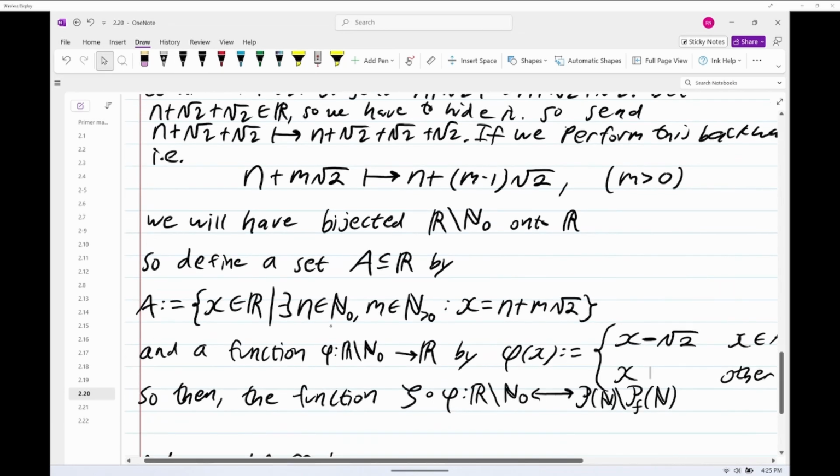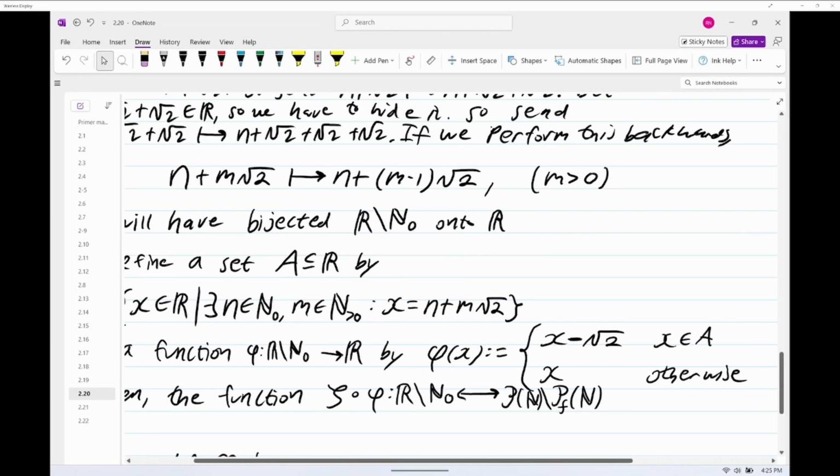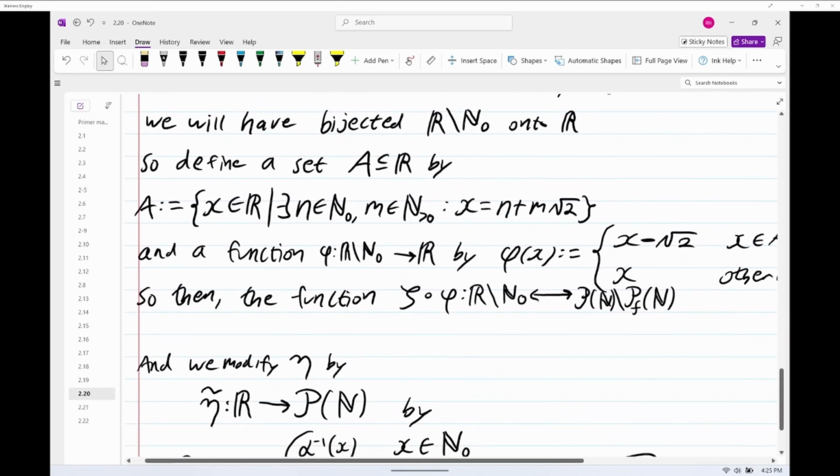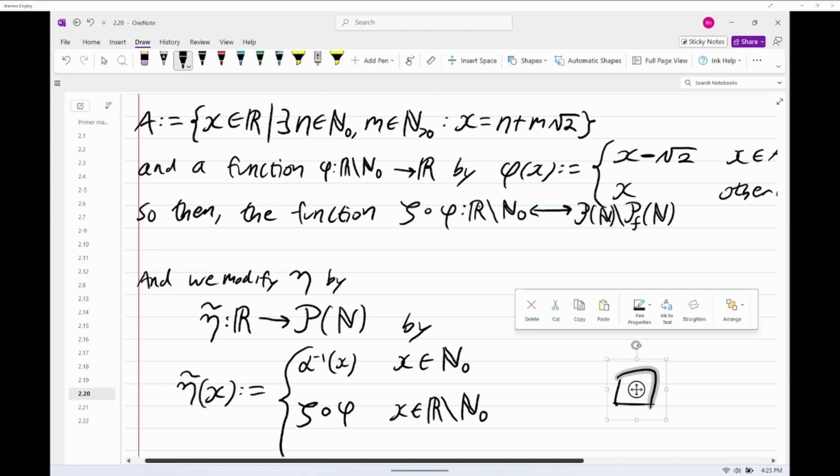So we define phi from R without N naught to R by phi of x equals x minus root 2 if x is in A, and we do nothing to it otherwise. So then we have a bijection zeta composed with phi from R without N naught onto P(N) without Pf(N).